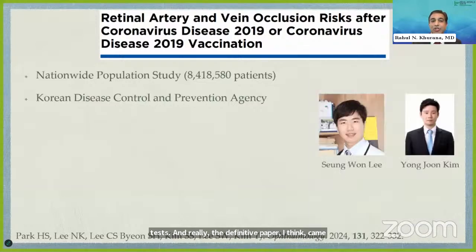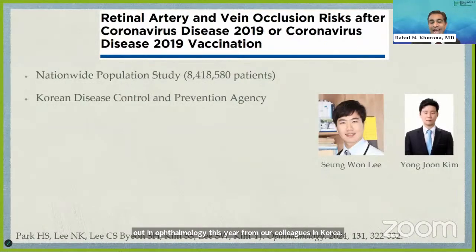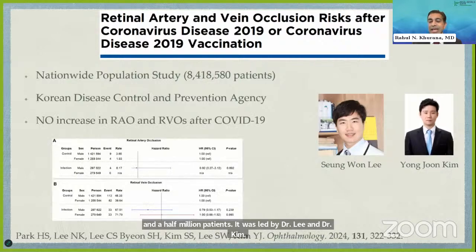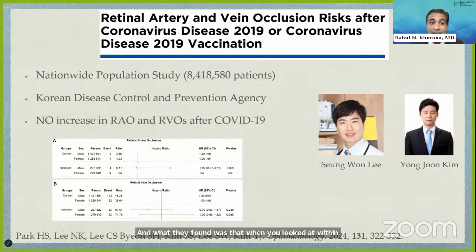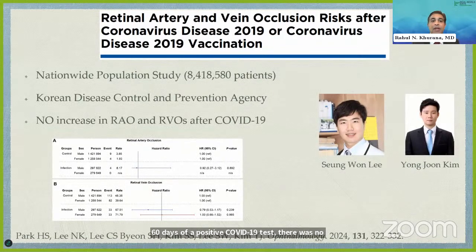This was a nationwide population study of over 8.5 million patients, led by Dr. Lee and Dr. Kim. What they found was that within 60 days of a positive COVID-19 test, there was no increase in the rate of retinal artery occlusions or retinal venous occlusions, showing that there was really not an increase at that time.